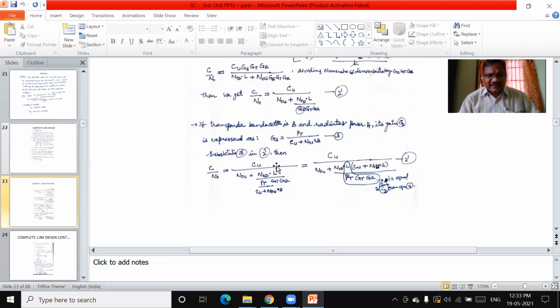Therefore, substituting equation 3 in 2 dash, you are going to get C by N naught is equal to CU by NOU, NOD into L, and in place of GS, it is PT by CU plus NOU into B, and this GT GR is present here. Again, if you simplify here, it will go up: NOD into L into CU plus NOU B, by this one.